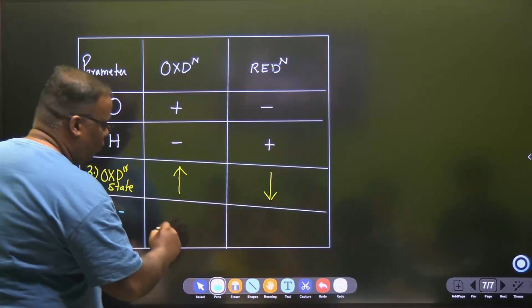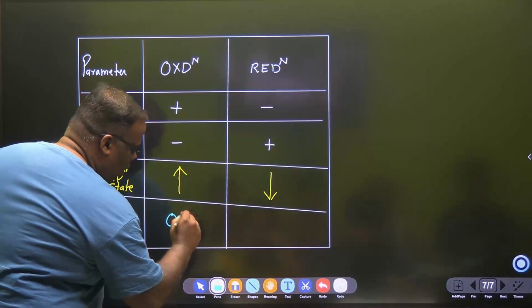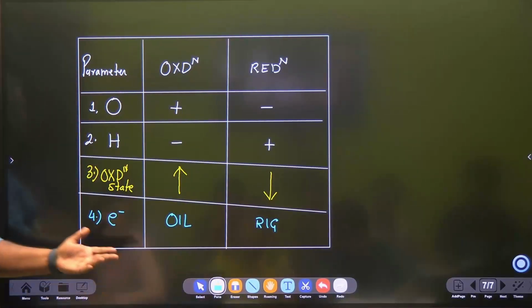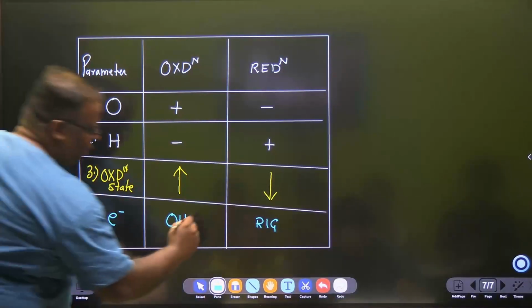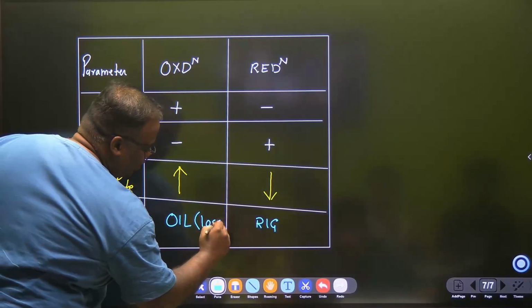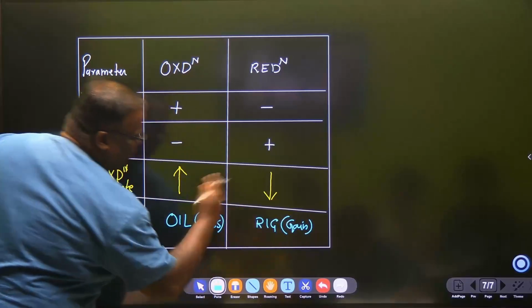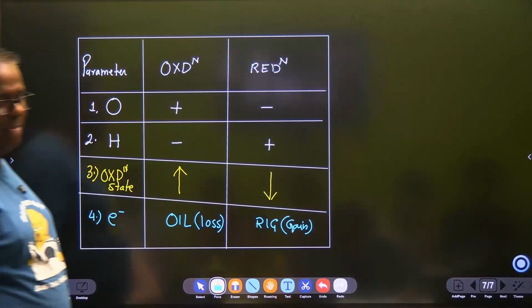And here we will follow OIL RIG. Oxidation is loss of electrons. If somebody is losing electrons, reduction is gain of electrons. With these two you will master everything.